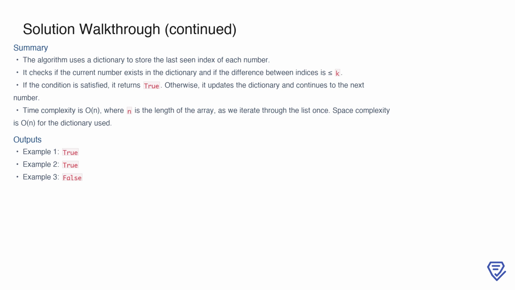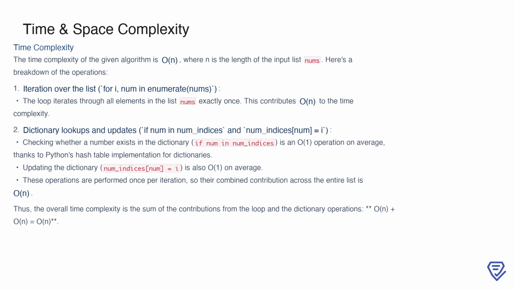The algorithm operates with a time complexity of O(n), as we only iterate through the array once, and a space complexity of O(n), due to the storage of indices in the dictionary. For the provided examples, the outputs are true for the first example, true for the second, and false for the third. In this algorithm, the time complexity is O(n), where n represents the length of the input list nums.